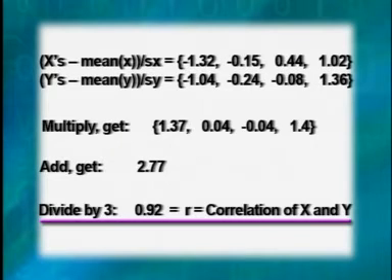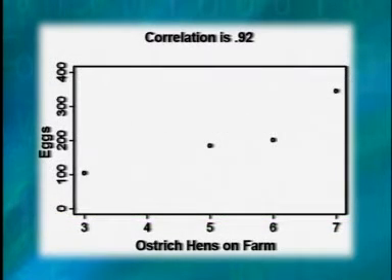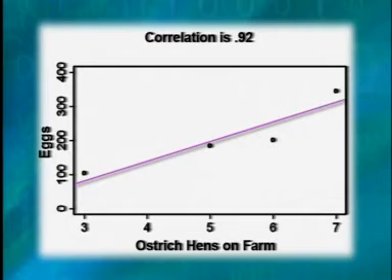So the correlation of this data set is 0.92, which means geometrically that the data lie pretty close to a line. We can draw a straight line and the data points are pretty close to that line. A higher correlation, closer to 1, corresponds to the data lying closer to a line.